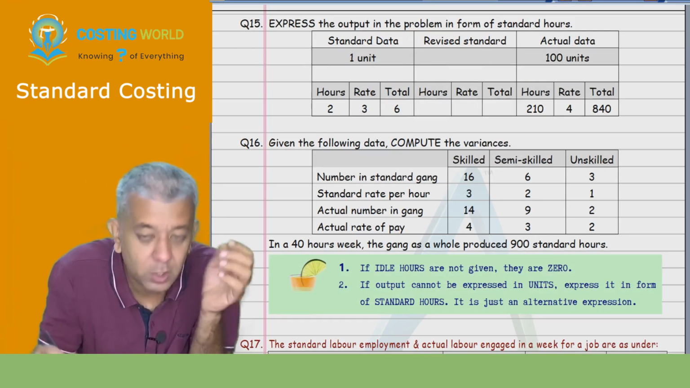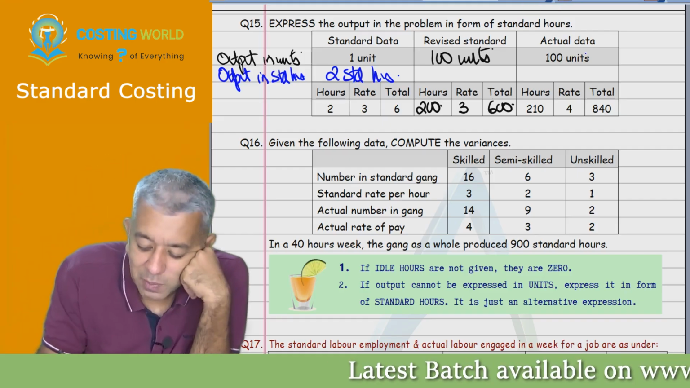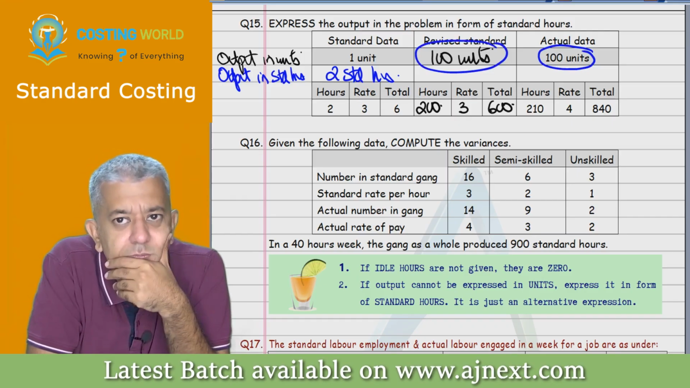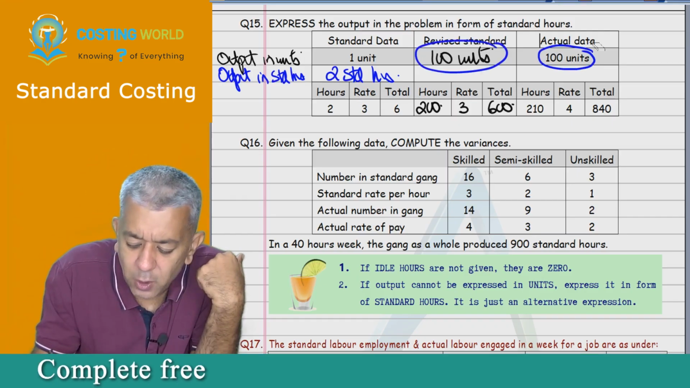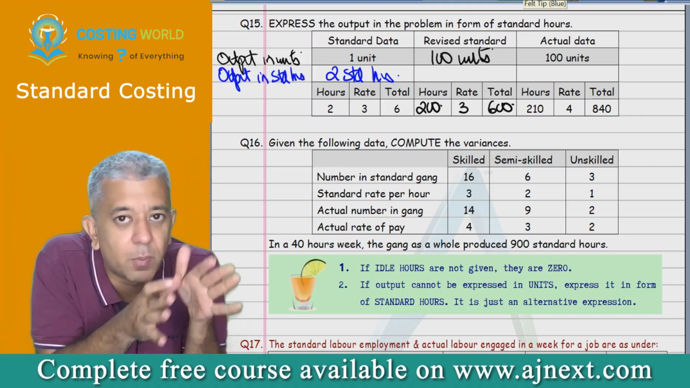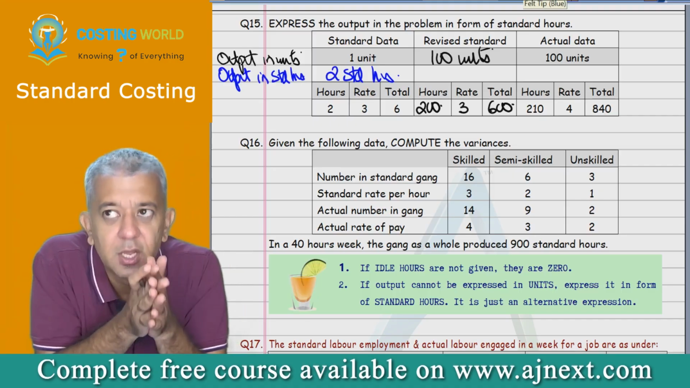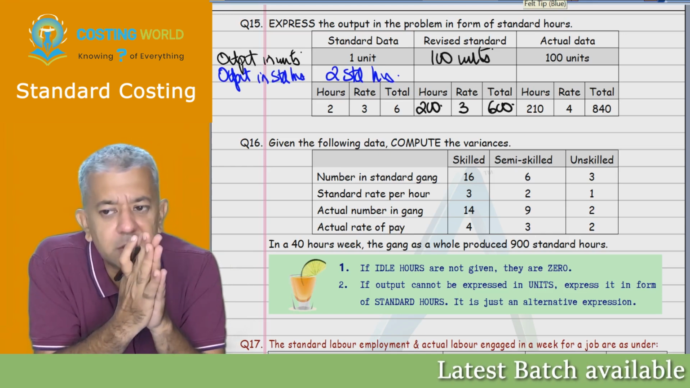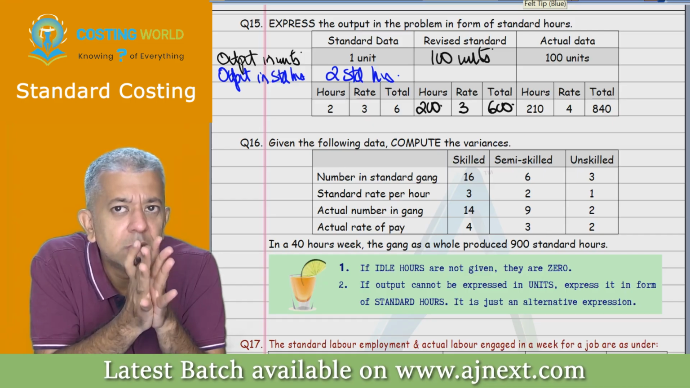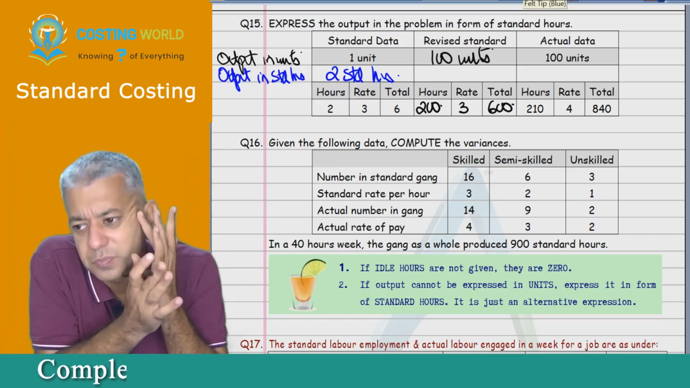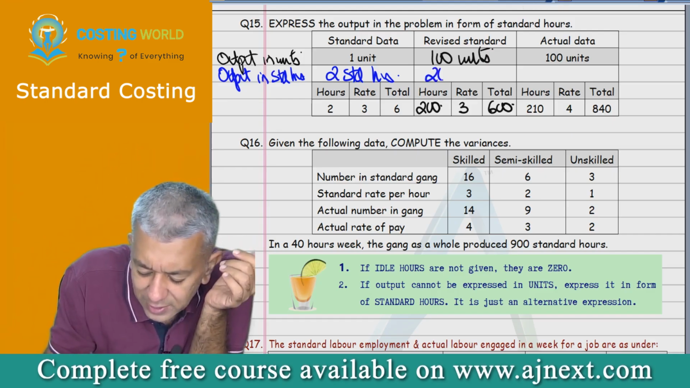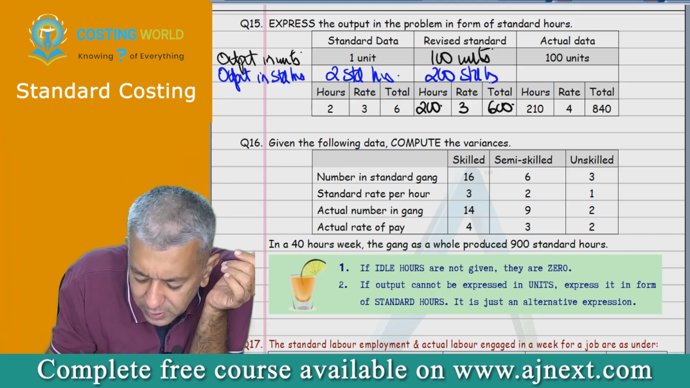Now I'm asking you all, don't write. Just listen. Tell me, in reality, workers have produced how many units, boss? 100 units. I don't want to be saying workers have produced 100 units. I want to be saying workers have done the job of these many hours. So what will you suggest? Workers have produced 100 units. So producing 100 units is equal to how many hours of job? 200.